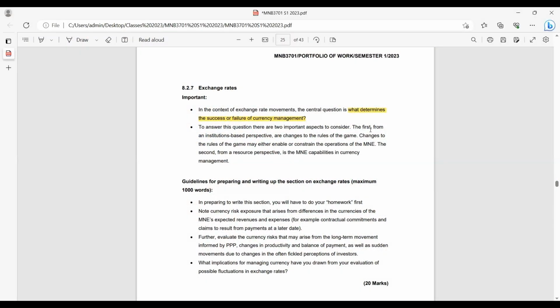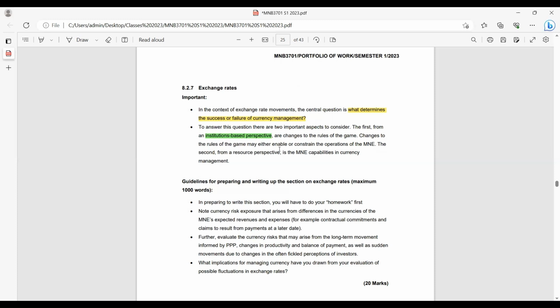Two parts, just like assignment 2, where we had the institution-based view and also the resource-based view. Same with exchange rates. The answer is determined by two perspectives: the institution-based perspective or view, or the resource-based perspective. So let me highlight the institution-based perspective, which is, let me use a different color, this. So what are we saying about the institution-based view?